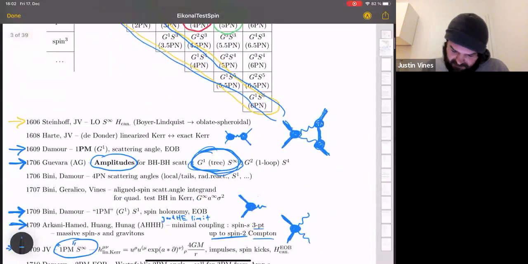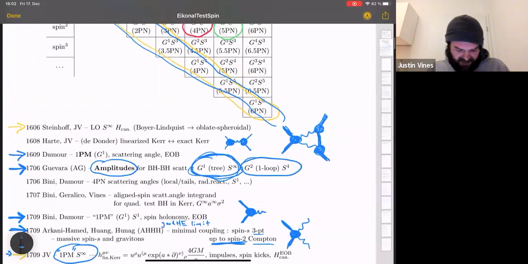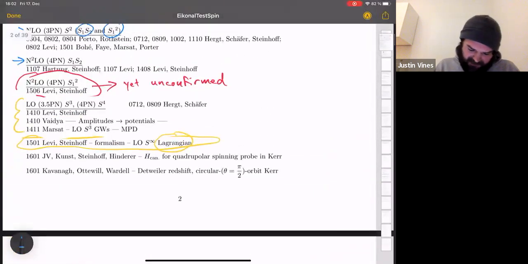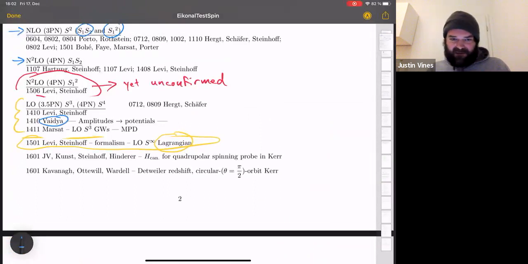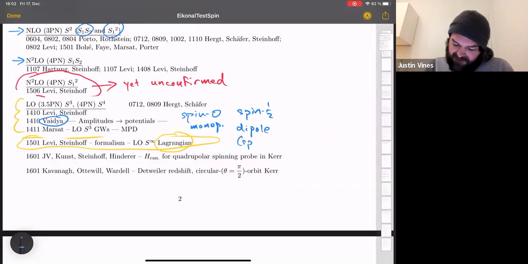G squared, one loop, up to S to the 4th. Why S to the 4th? Well, that has to do with having these guys only up to spin 2. And I really should have mentioned a very important observation in this paper by Vaidya, working in PN at the leading orders: if you take a scalar and take its classical limit, of course, you're getting a monopole. If you take a Dirac massive spin half field, you can get the dipole or the spin effect.